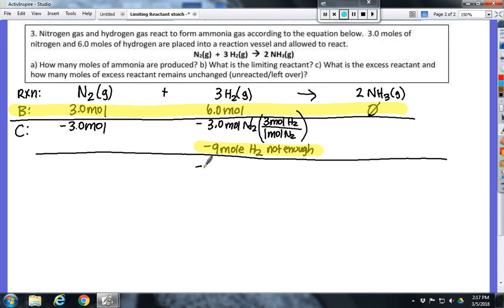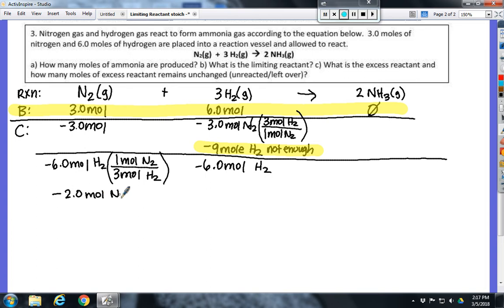So now what if we use the 6 moles of hydrogen? Obviously 6 minus 6 is 0. Let's figure out how much nitrogen I would need then. So I had a 3 in front, so 3 moles of hydrogen to 1 mole of nitrogen. So 3 goes into 6 2 times. Times 1 means I would only need 2 moles of nitrogen. So for every 6 moles of hydrogen, I need 2 moles of nitrogen. Do I have enough? Yes.